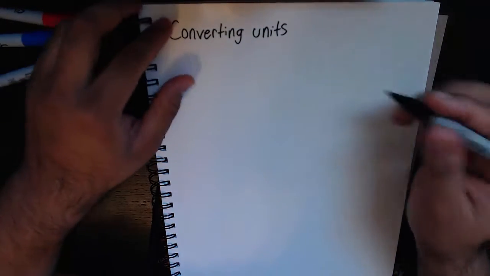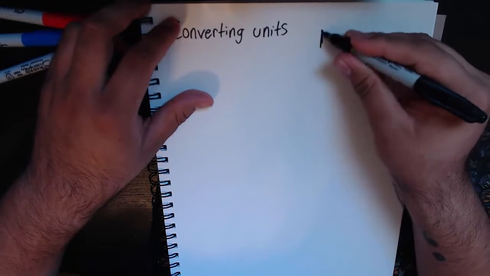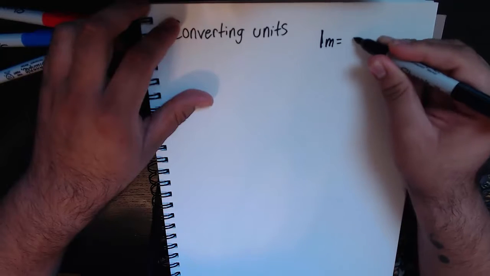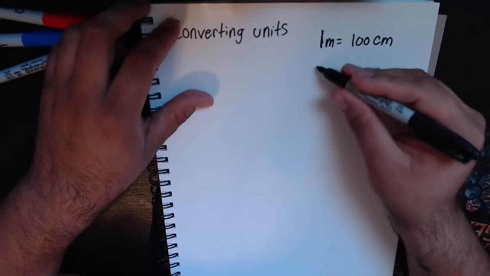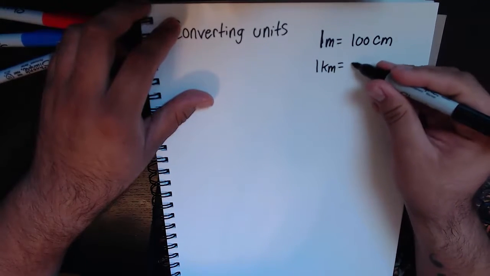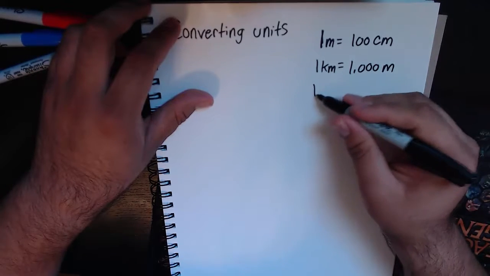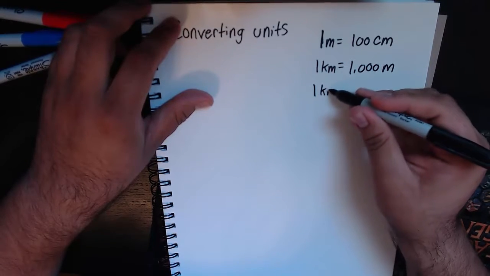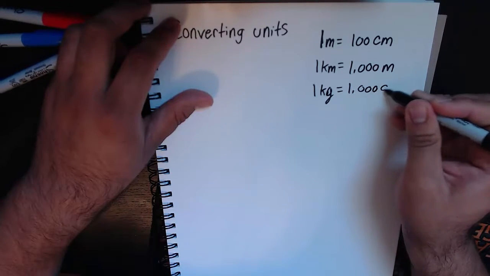The first thing that I want to do, and the first thing you have to do, is write down what you know. So I know that in 1 meter, I have 100 centimeters. In 1 kilometer, I have 1,000 meters. And in 1 kilogram, I have 1,000 grams.